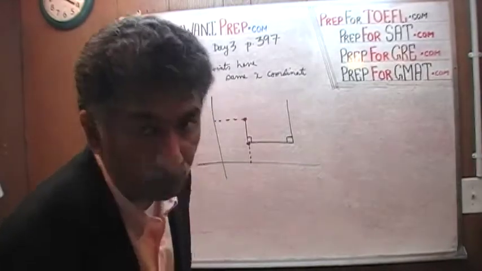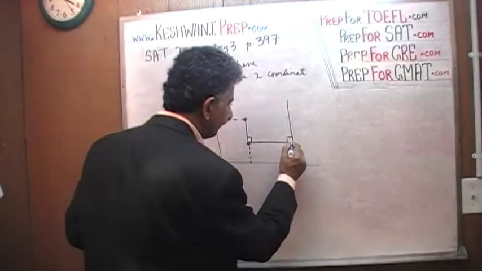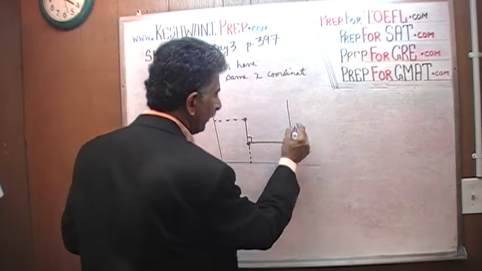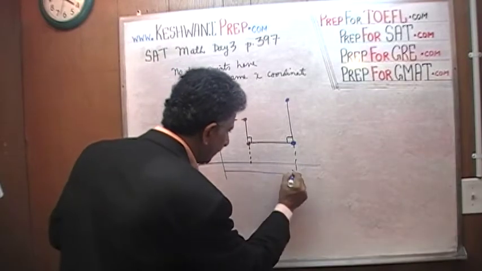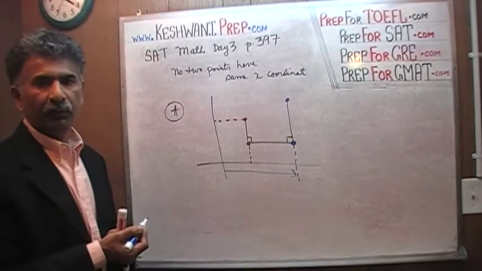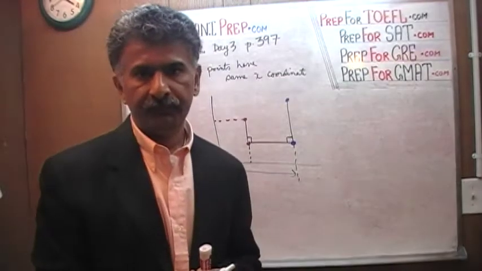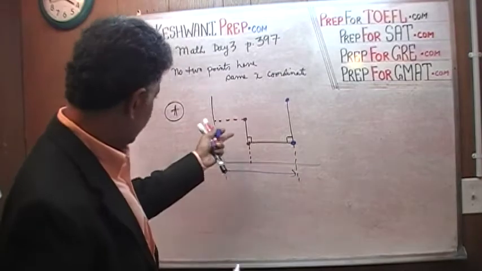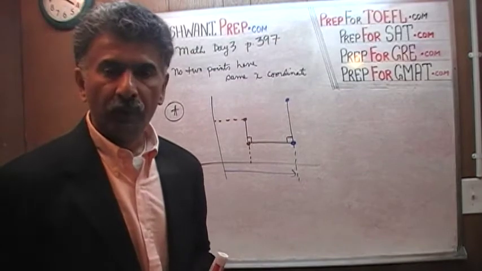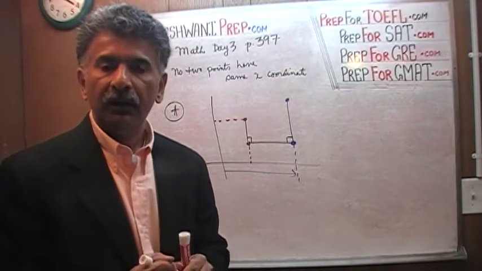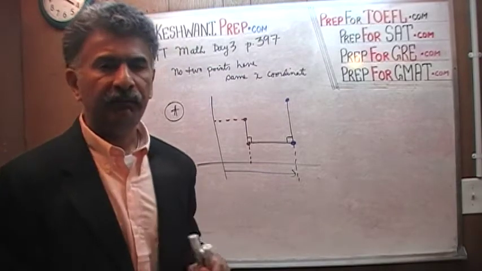Are there any other points which may have the same x-coordinate? And the answer is yes. This point right here, whatever the x-coordinate is for this point, is the same x-coordinate for that point, right here. This x-coordinate here is the same. So how many such points are there where the x-coordinates are the same? I'll ask you one more time. I've shown you four so far, one pair here, the red pair and the blue pair. Is that all, or are there more points where the x-coordinates are the same? How many such points are there? And the answer is, infinite points are there, infinite numbers.